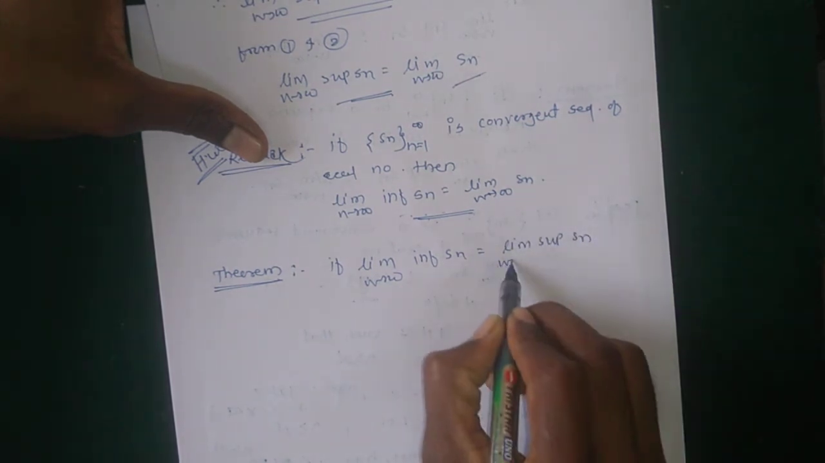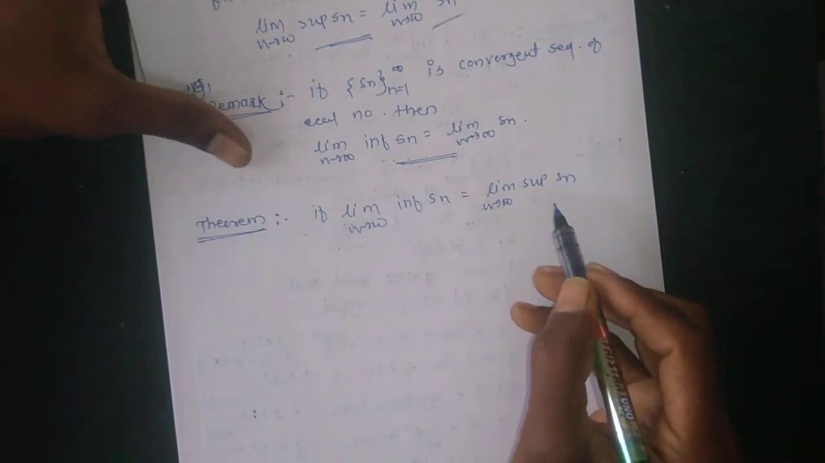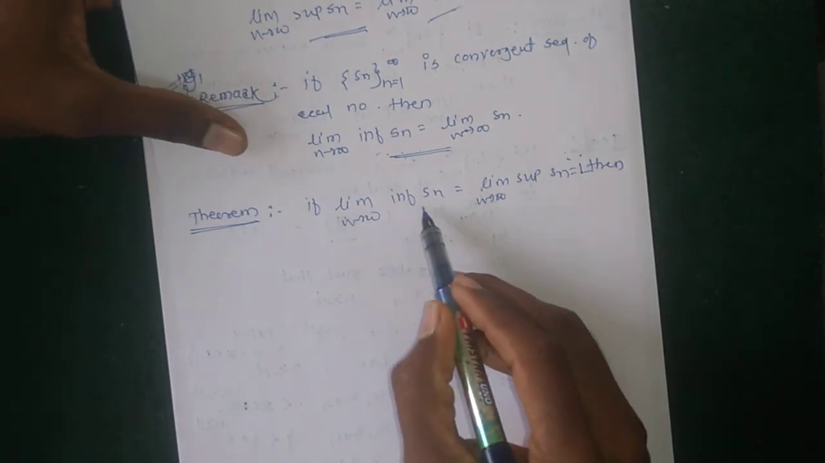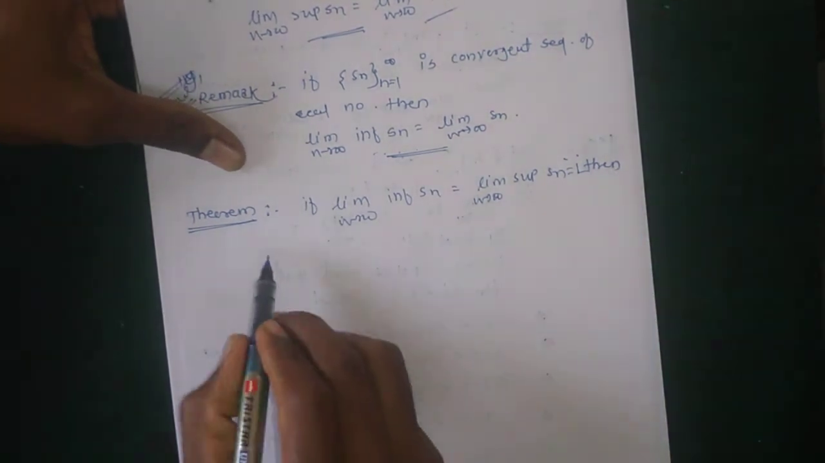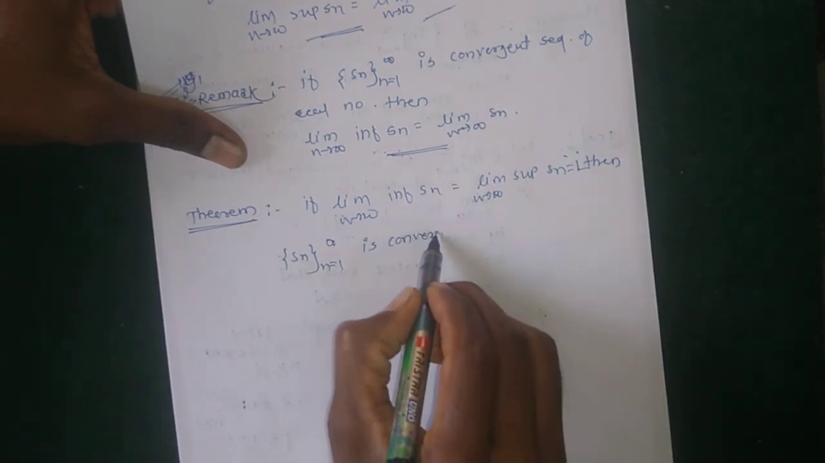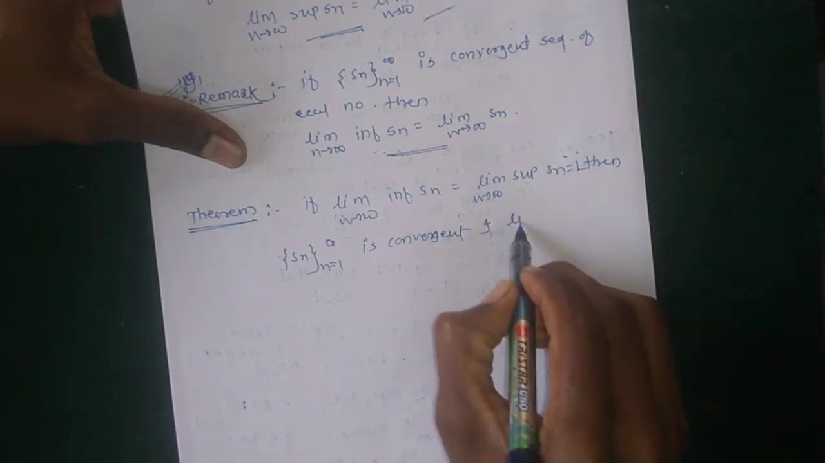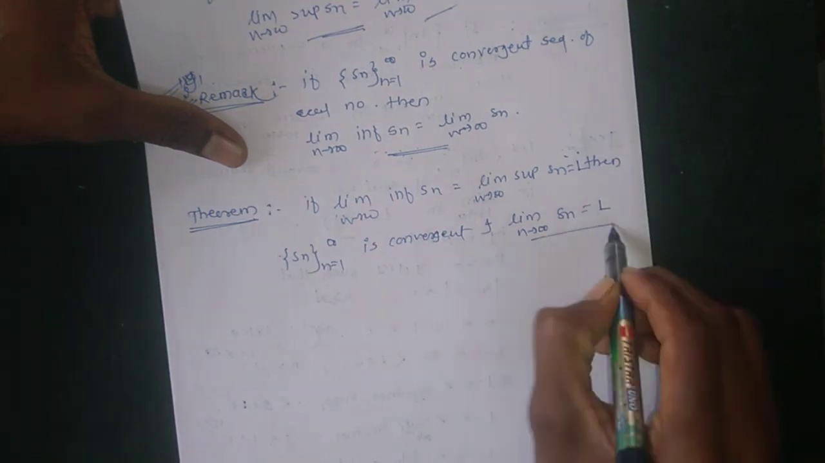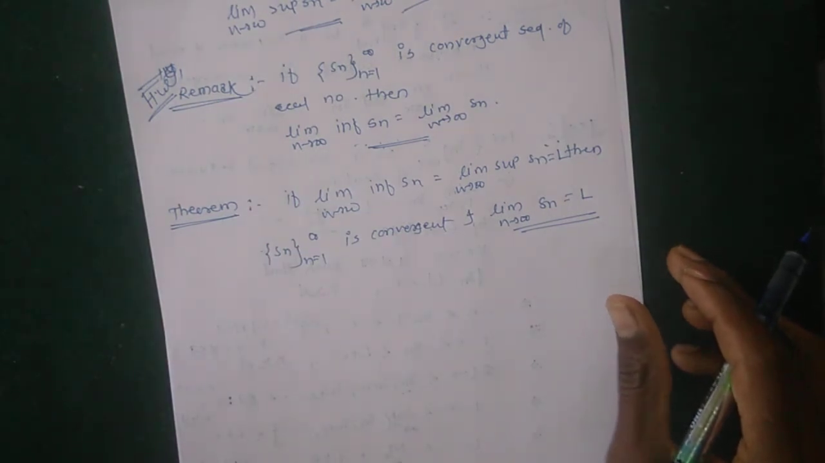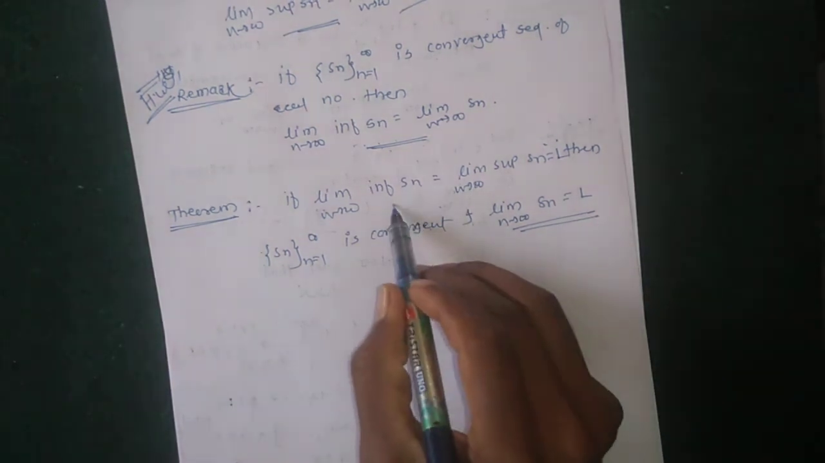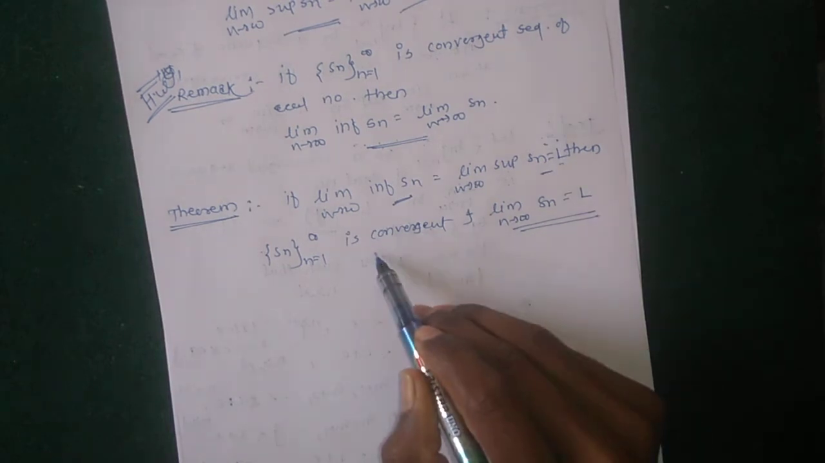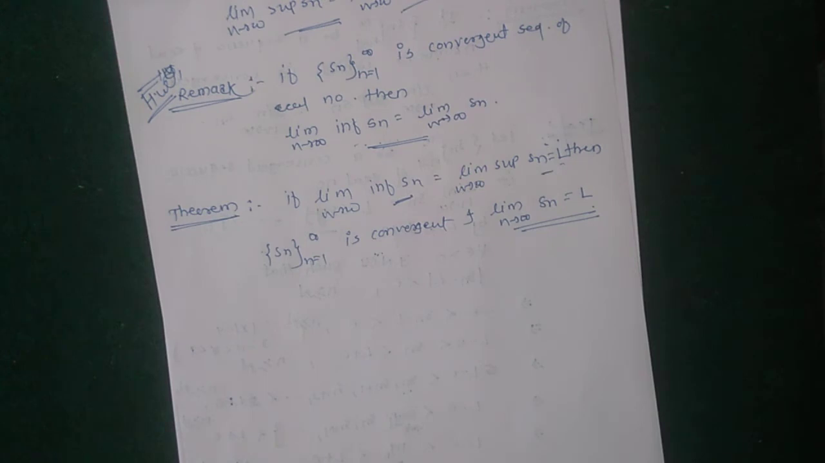So the next theorem is: if the limit infimum of Sn is equal to the limit supremum of Sn, that is, limit infimum and limit supremum are the same, suppose their limit is equal to L, then the sequence Sn, where n runs from 1 to infinity, is convergent, and the sequence has limit L. Here, if limit infimum and limit supremum are the same, then the sequence is also convergent and converges to the same limit. Okay, so how to prove this?